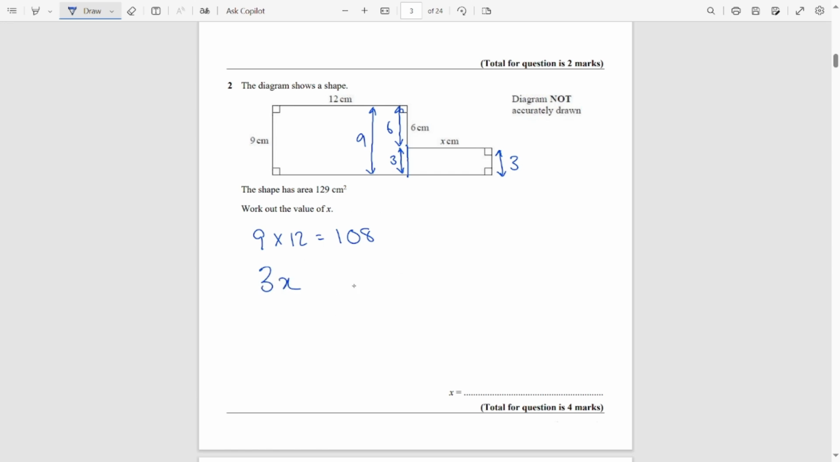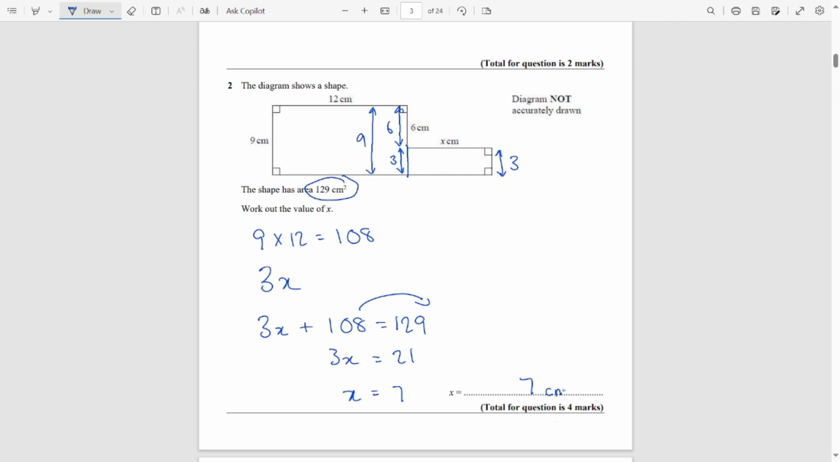And then we're just going to add together these 2 parts. So I have 3x plus 108 is equal to the full area, which I'm told is 129. Now we can solve this equation for x. So first of all, I'm going to take the 108 onto the other side and I subtract. So 3x is 129 minus 108, which is 21. And then I divide through by 3, so x is 7.